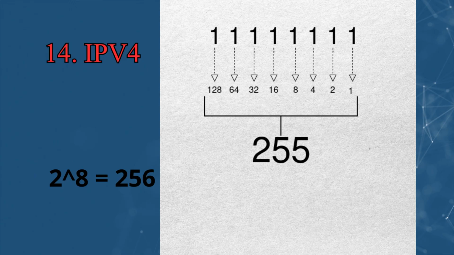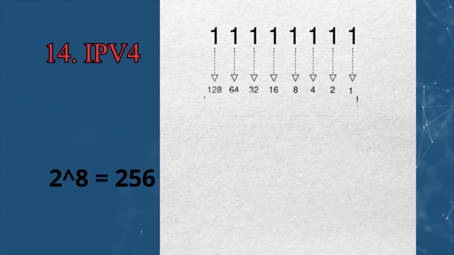So if we go from the right, the last bit in an octet has the value of 1, and each next bit has always twice as big value. So first bit is 1, then 2, 4, 8, 16, 32, 64, 128. And if we sum it up, we are left with 255.